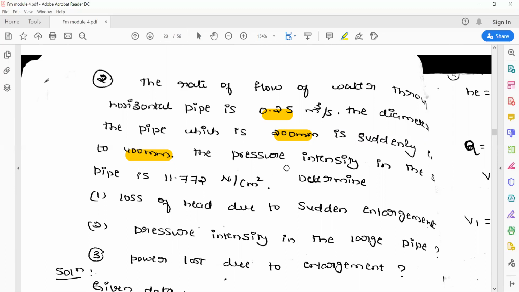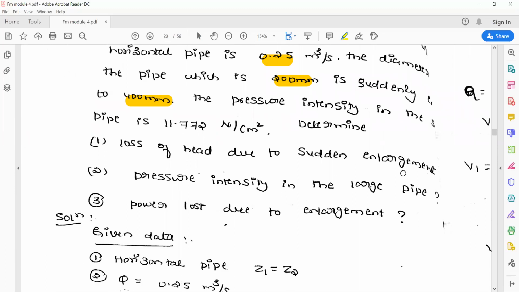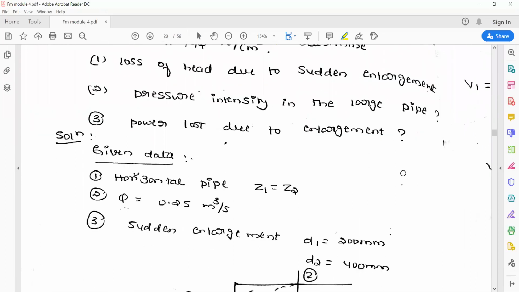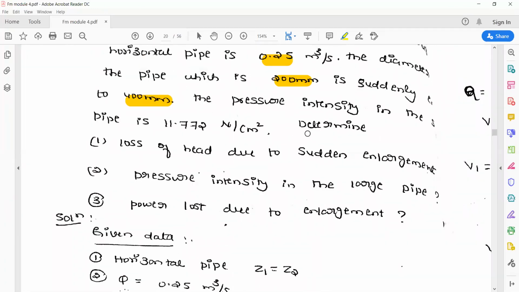The pressure intensity in the pipe is 11.772 Newton per centimeter square. The pressure intensity, in the sense of P, right? So the pressure intensity they have given is the value of P1, the pressure intensity in the smaller pipe. Smaller pipe in the sense of the first pipe. So that is P1.